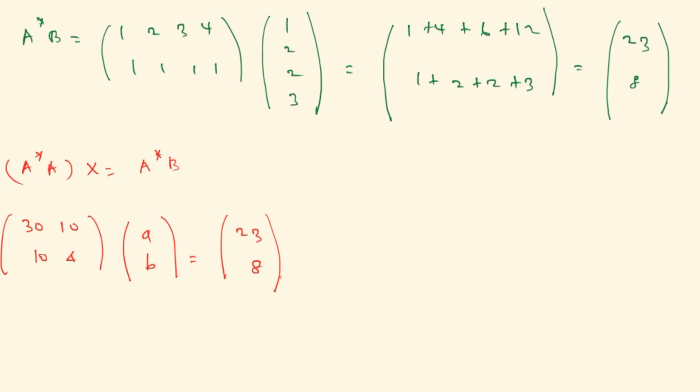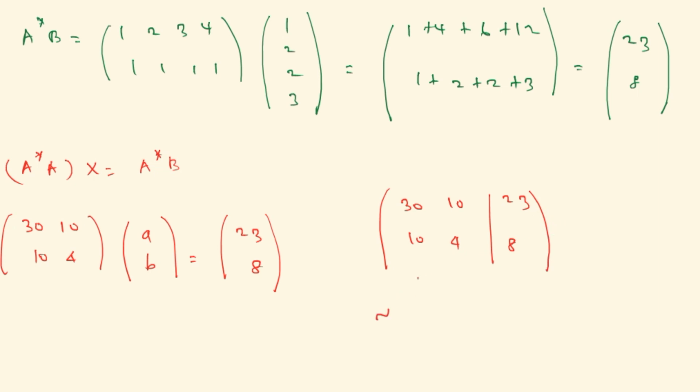If it is a 3 by 3 matrix, you may solve by the Gauss elimination method, Gauss Jordan method, or Gauss Jacobi method. Now this 2 by 2 matrix we can easily solve by a direct method, or we may apply the Gauss elimination method also. I am going to use the Gauss elimination method: 30, 10, 23, 10, 4, 8. This is the required augmented matrix.